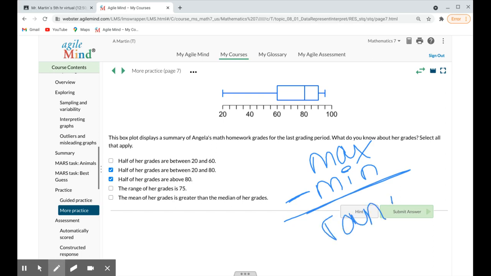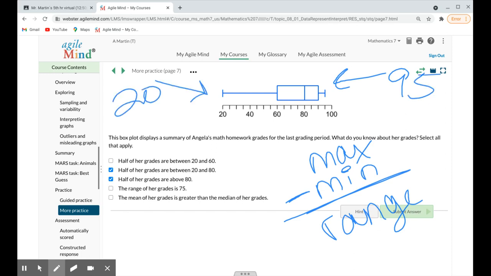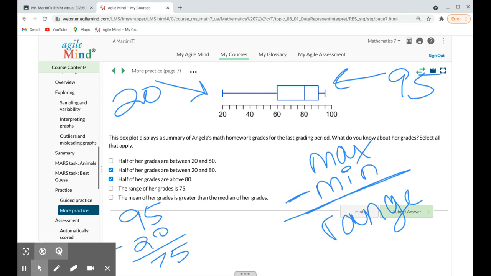Subtract. Correct. You take the max and subtract the minimum to get our range. So the max was 95. The minimum was 20. So to get our range, what are we going to do, Khalees? Subtract. Correct. We're doing 95 minus 20, which equals? 75.